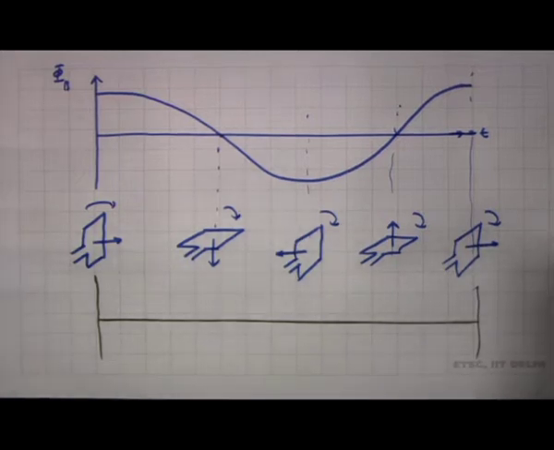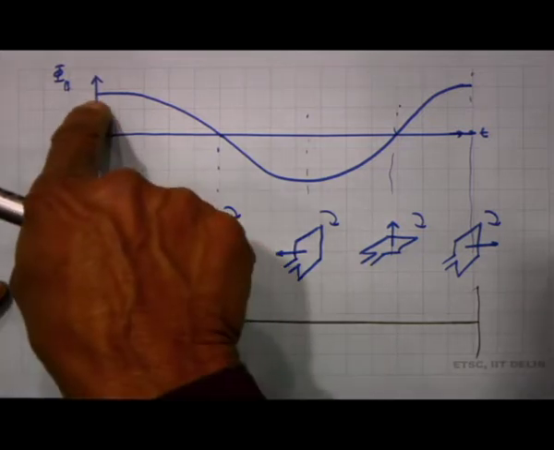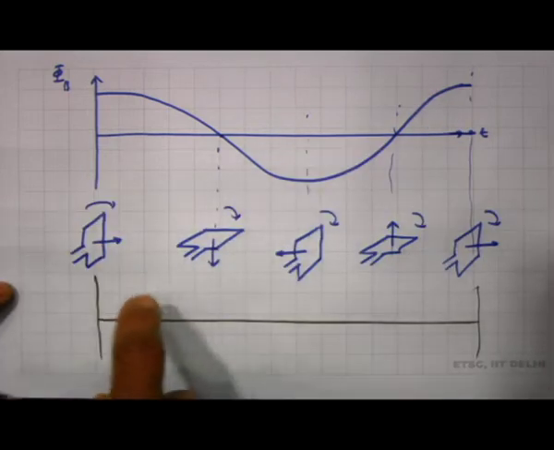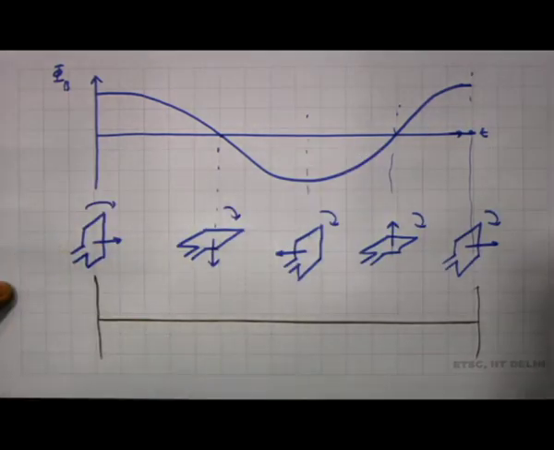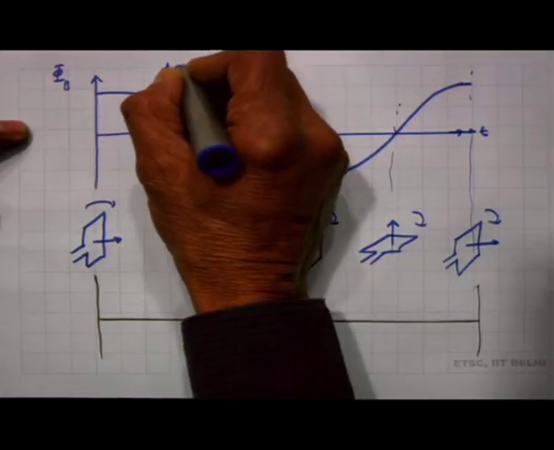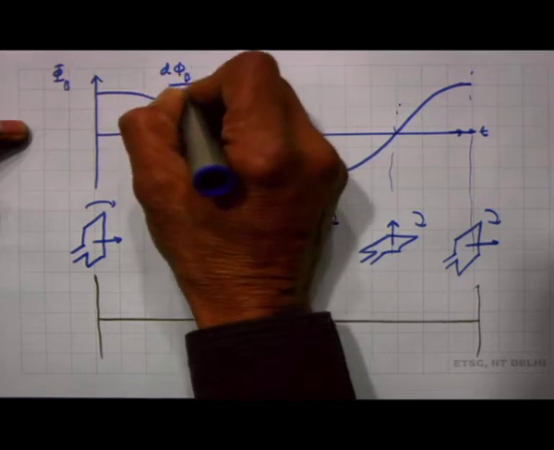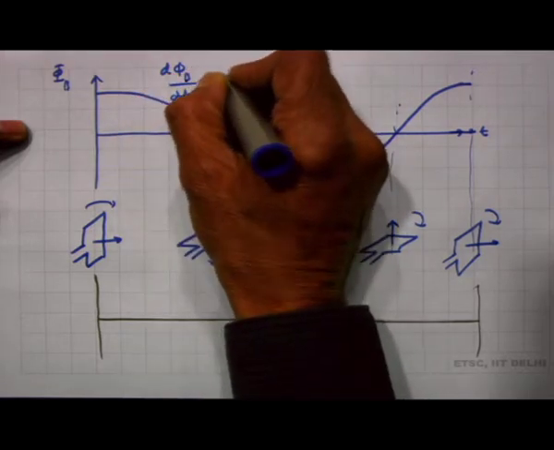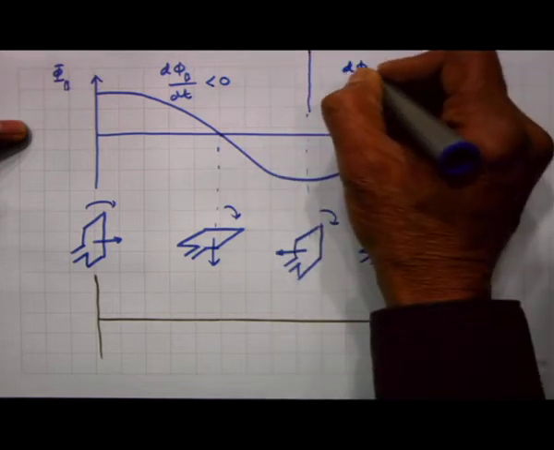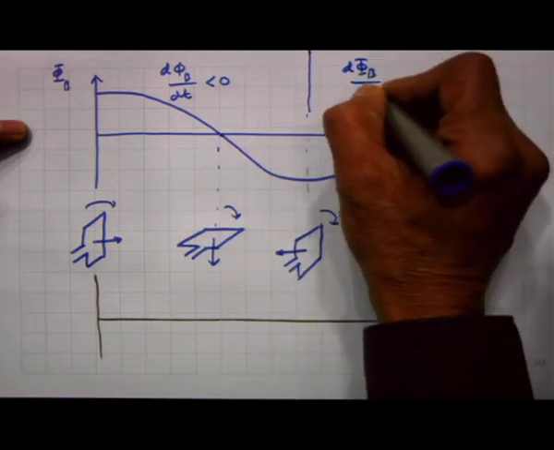please remember EMF is proportional to minus d phi by dt. So, d phi by dt is the slope of this curve, and minus d phi by dt is minus the slope of this curve. So, let me see in this region. In this region d phi by dt is less than 0 till this point, and then here d phi by dt is greater than 0.